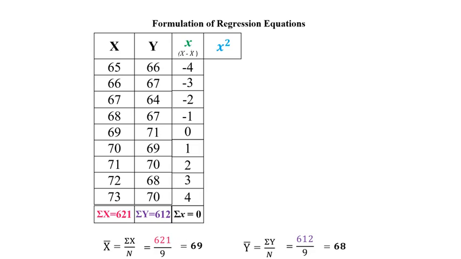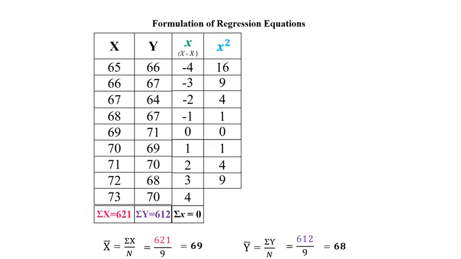So similarly find out x square. Minus 4 into minus 4 plus 16, minus 3 square 9, minus 2 square 4, minus 1 square 1, 0 square 0, 1 square, 2 square, 3 square, 4 square. So add these values, summation x square equals 60.